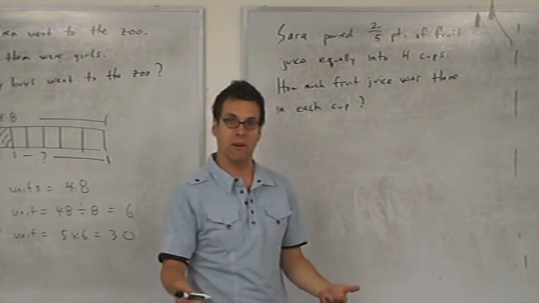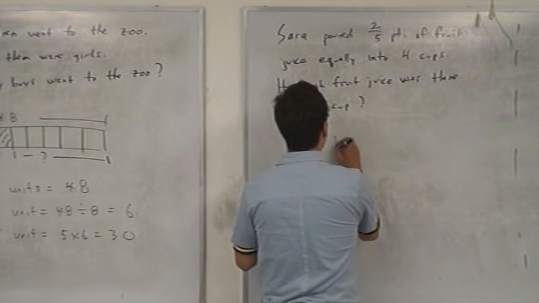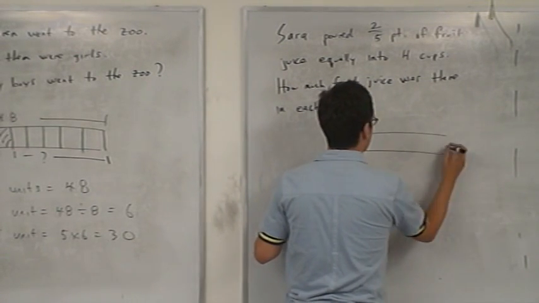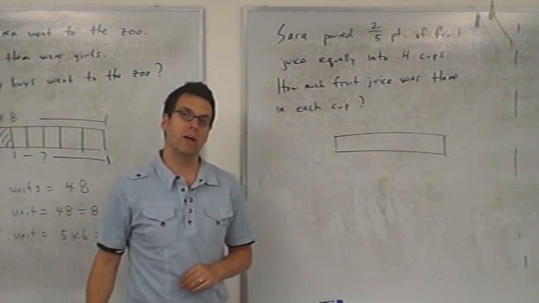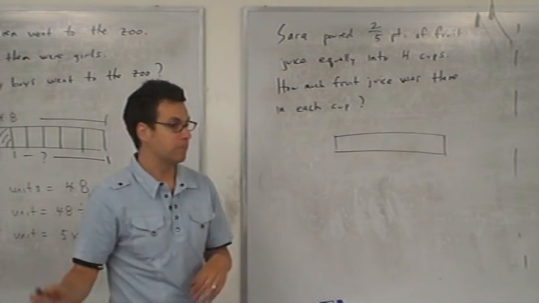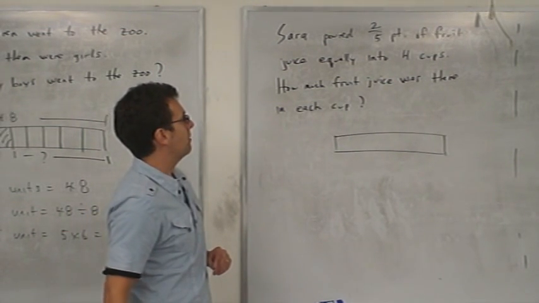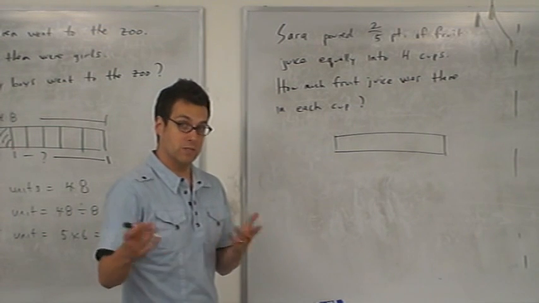Again, we hope that students can figure that out without drawing bars. But if they can't, then again, the model drawing process will hopefully help them figure out the correct arithmetic and help them solve the problem. So in this case, 2/5 of a pint of fruit juice is poured equally into 4 cups. So this is partitive division.